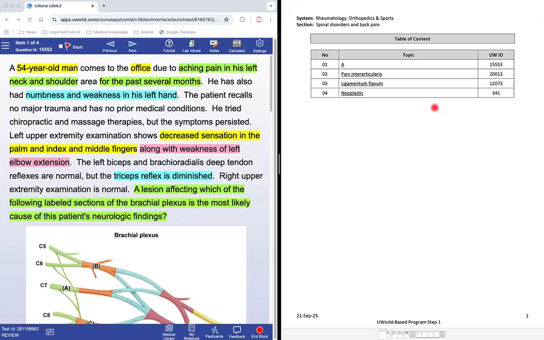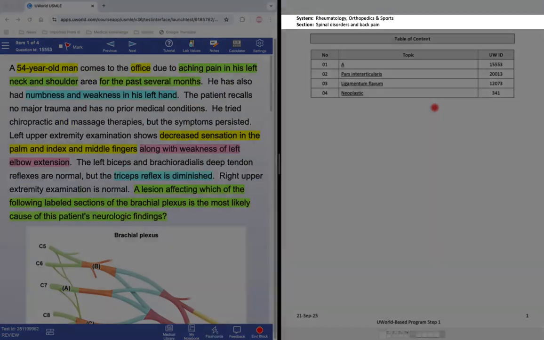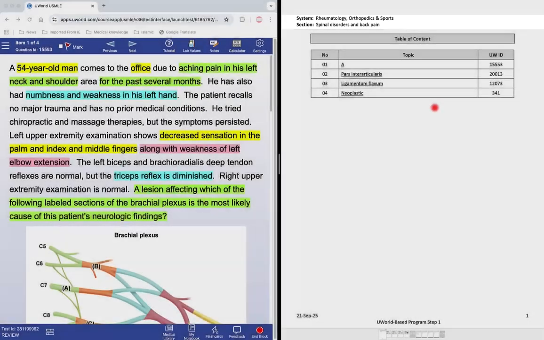Bismillah ar-Rahman ar-Rahim. This is a basic overview of spinal disorders and back pain in the Rheumatology, Orthopedics, and Sports section of the Step 1 program. We have 4 questions to discuss.